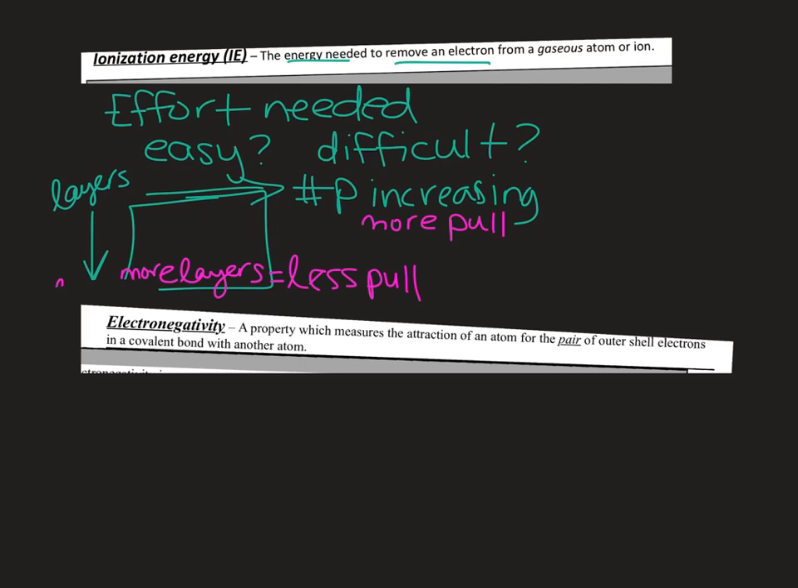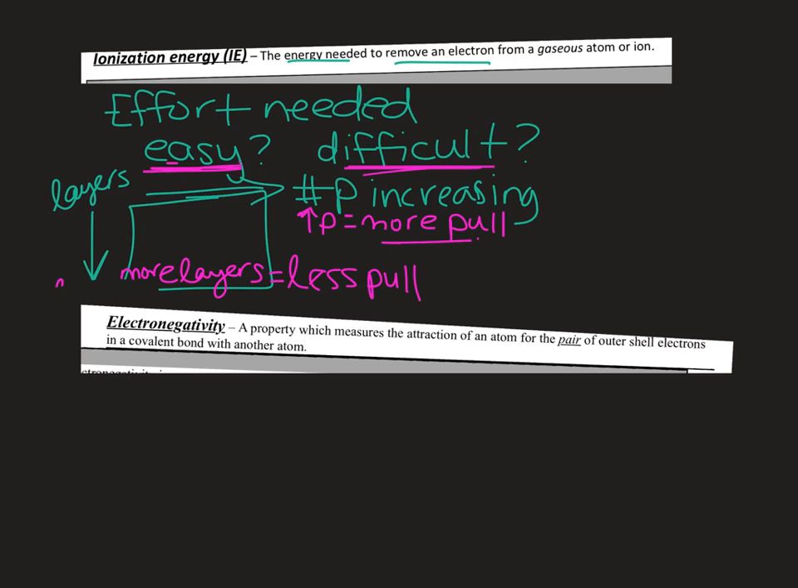When we move across, we have more protons, we have more pull. So, increased protons, increase that atomic number as you move across, more pull. That's going to be important to you because we're asking ourselves these two questions. Is it easy to take one away or is it difficult to take one away? If I have more pull, that's going to be more difficult. If I have less pull, that's going to be very easy.